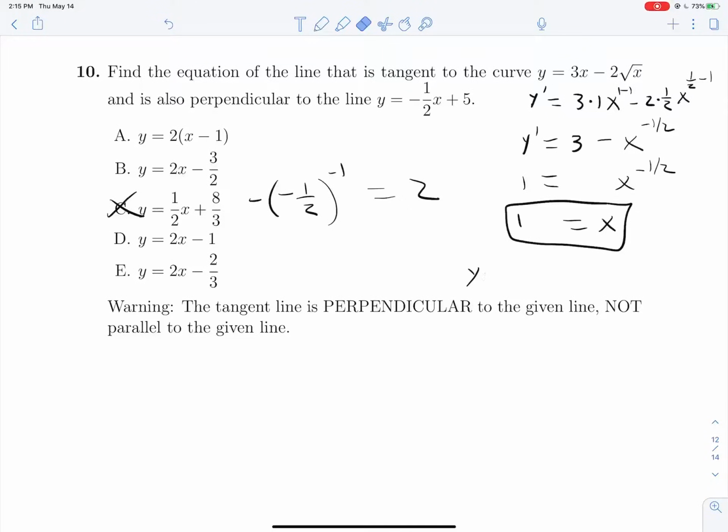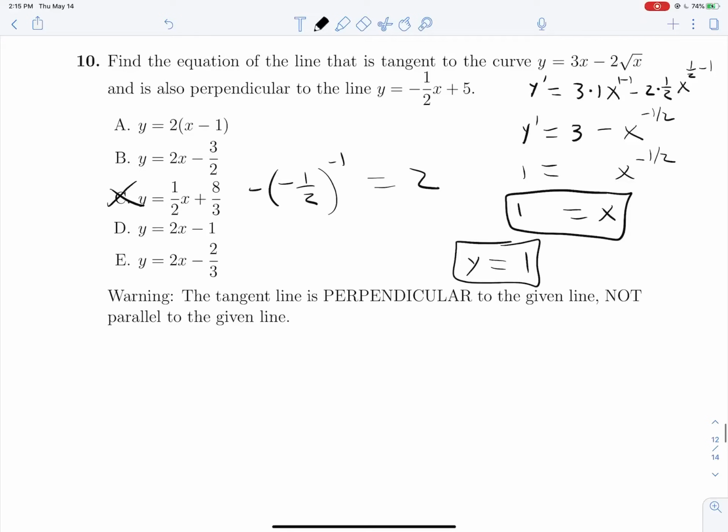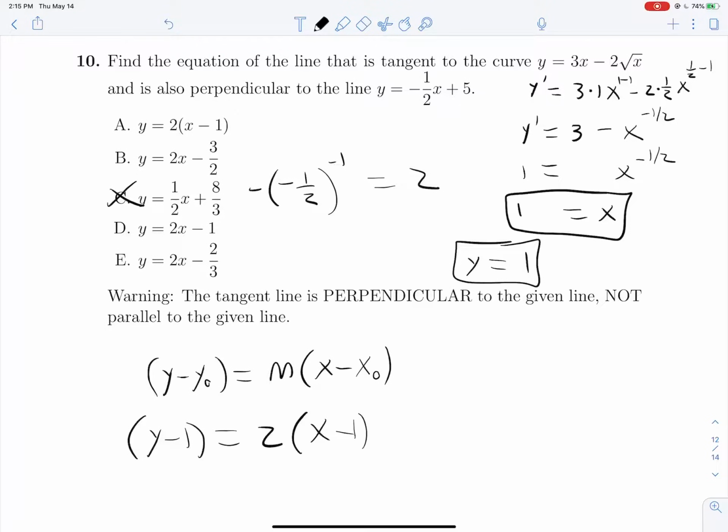y is equal to 3 minus 2 times the square root of 1. That's 3 minus 2, which is just 1. So y is equal to 1 at that point as well. So point slope form time: we have y minus y0 is equal to m, our slope, times x minus x0. Plugging these things in, y minus 1 is equal to 2, the slope that we found at the very beginning, times x minus 1. This gives us y is equal to 2x minus 1. That is option D for number 10.